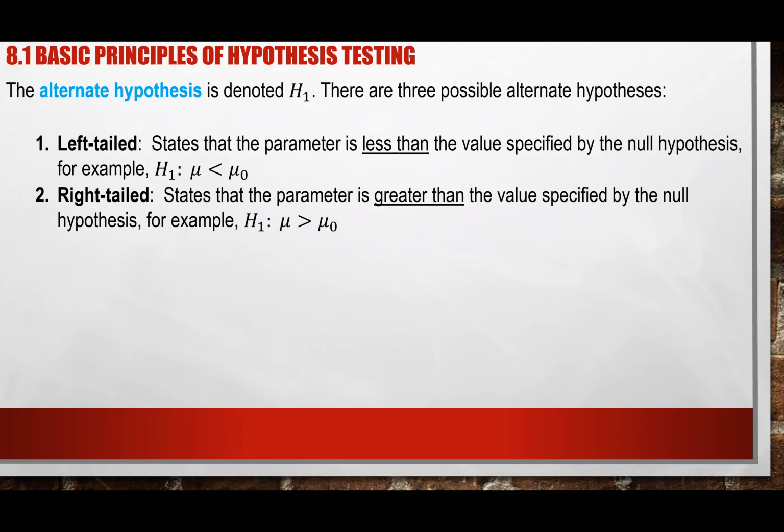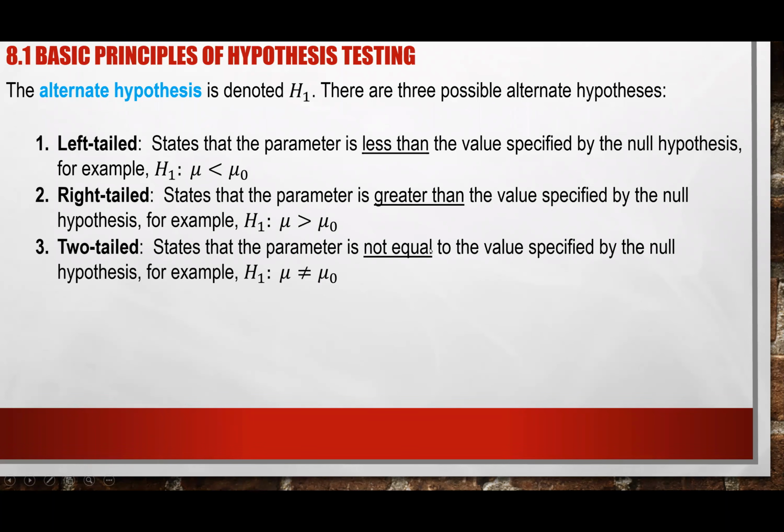So if your claim, or if you try to prove something, is greater than, which tells us we use a greater than sign, which points to the right, we say that this is a right tail test. Okay, and the other one is if it's not equal to, or if it's not the same, then how do we illustrate that it's not the same or not equal to?